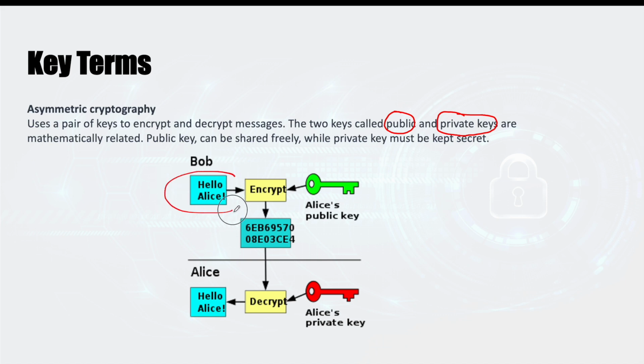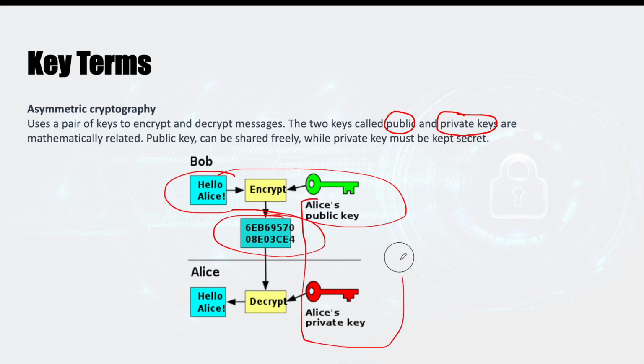So there is a message. The message is encrypted with the help of public key. This is the ciphertext, and the ciphertext can be decrypted using the private key of Alice. So the same key pair, Alice's key pair, and it can be decrypted using the private key, and we get the original message. So this is asymmetric cryptography where public and private keys are used.